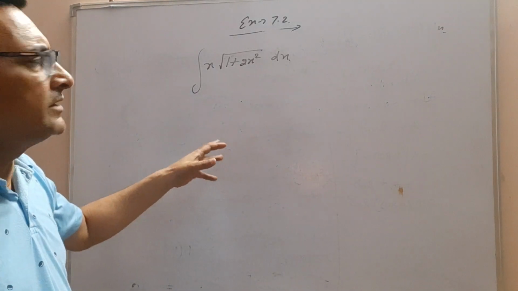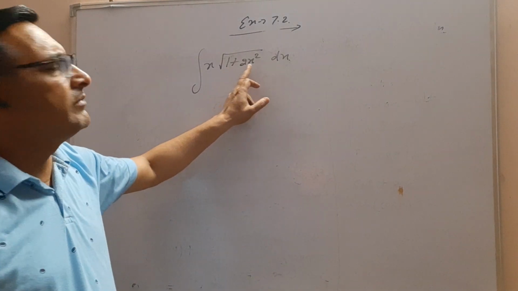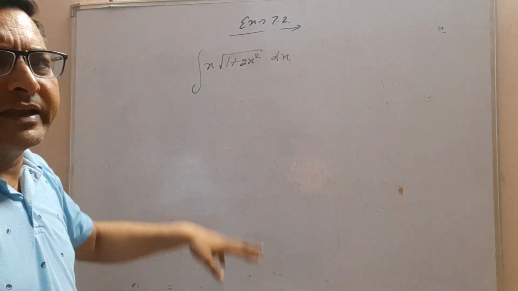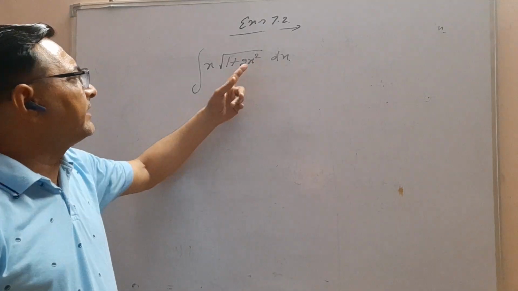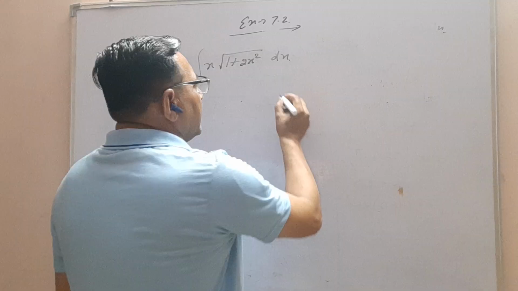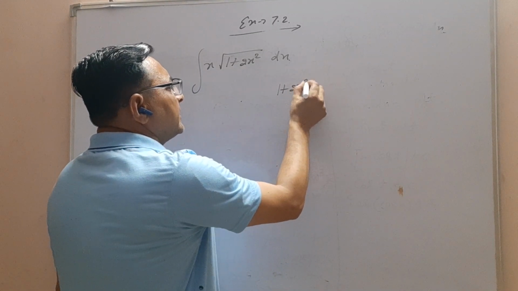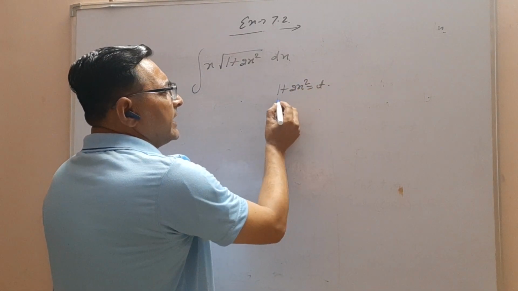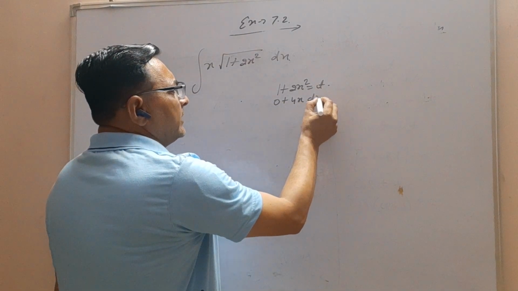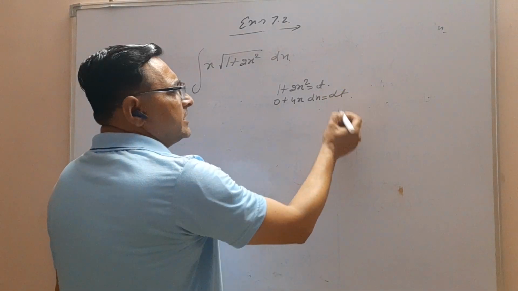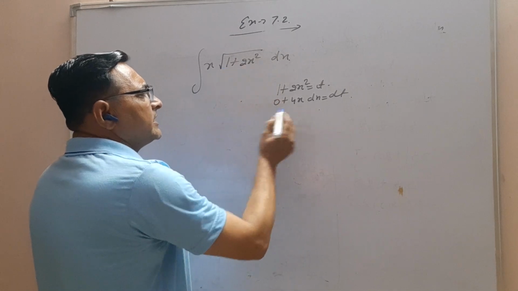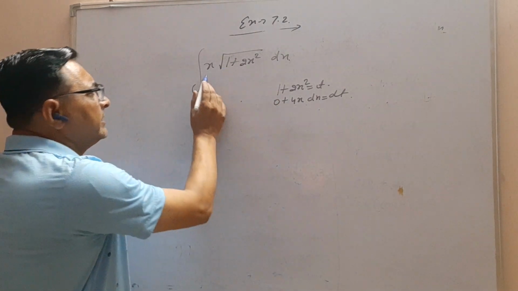To make it easy, if there was x, we could add or subtract 1 outside the square root. But here we can check that the derivative of x square will be 2x. If we put 1 plus 2x square is equal to t, and take its derivative, the derivative of 1 is 0, so it will be 4x into dx is equal to dt, because dt by dx, we cross multiply. Here, the derivative of this function is 4x, but here is only x.